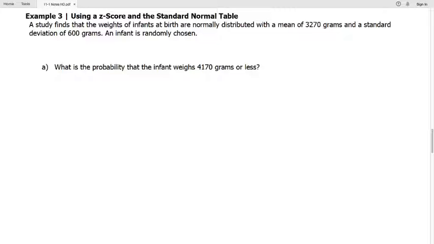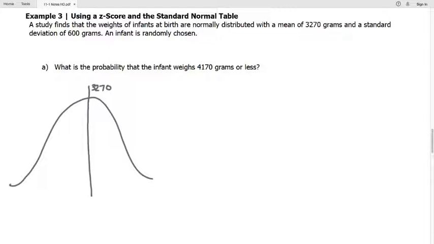So let me make a table and let's see what's going on and see what we can do about it. If I've got a curve here looking like this, I know if we're looking at data that is normally distributed, the mean is right in the middle. That is at 3,270 grams. And if I add a standard deviation, which is 600, we would get to 3,870. And then again, if I add another 600, we get to 4,470. Going on again, that would get us to 5,070.